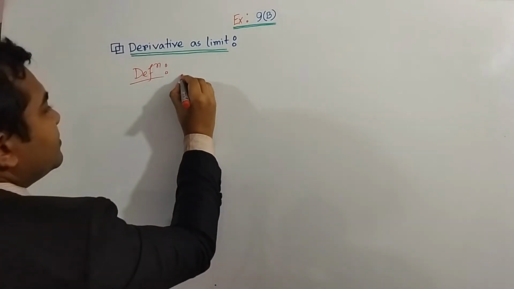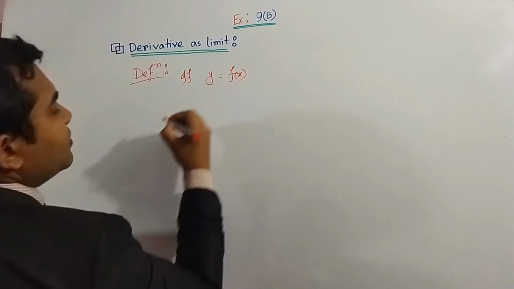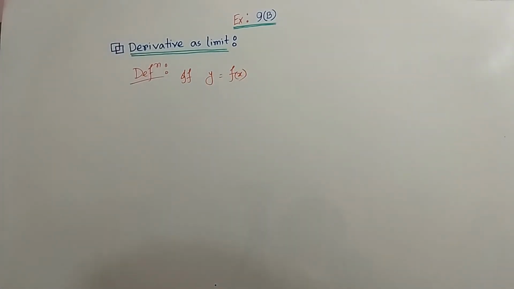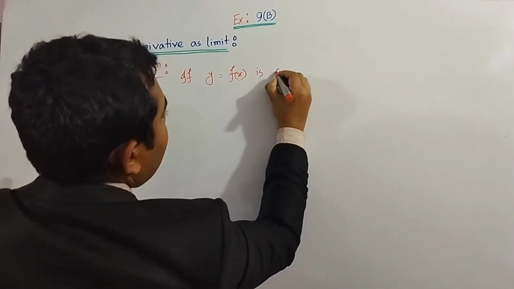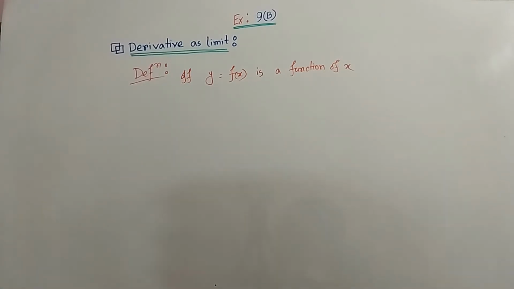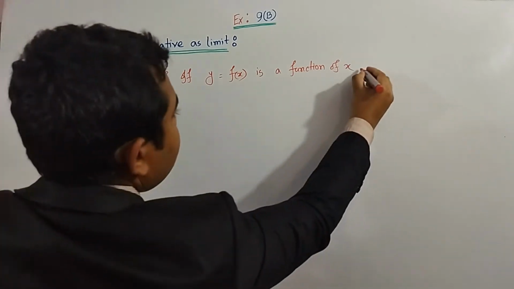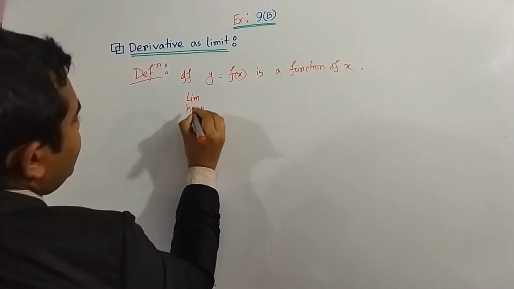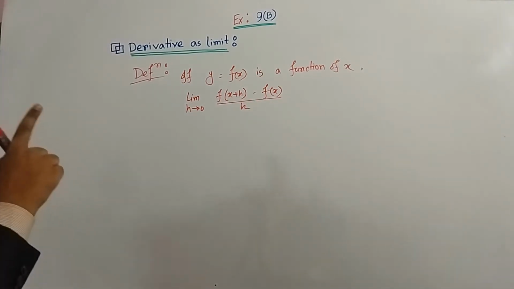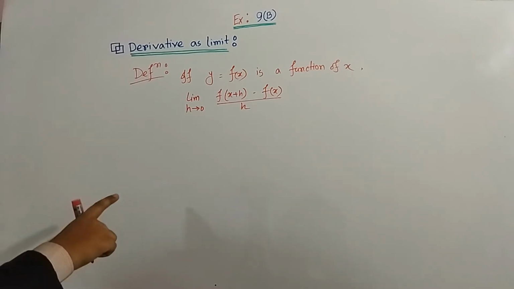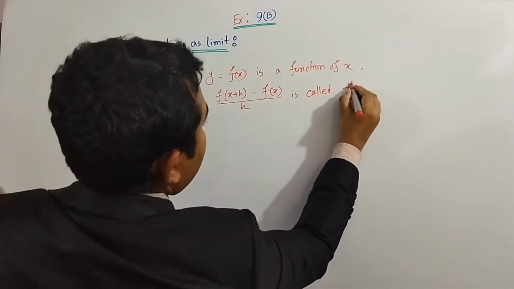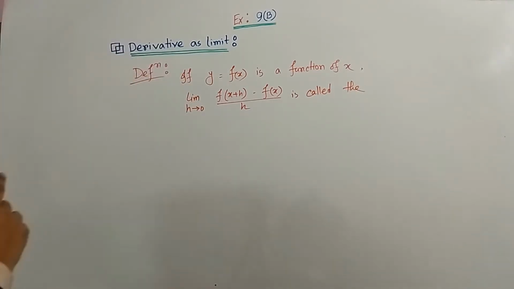y equal f of x, that means if y is a function of x, then what can we write? Limit s tends to 0, f of x plus s minus f of x divided by s. This limit is called the derivative of f of x.